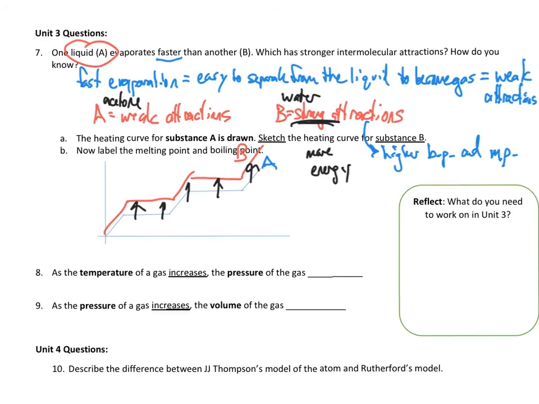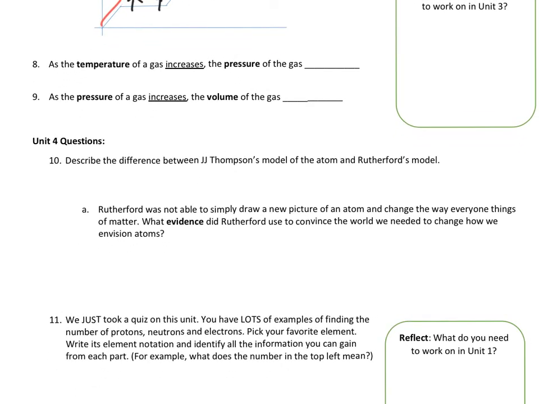Okay, so moving up a little bit more. As the temperature of a gas increases, that means faster, harder collisions. What's happening to my pressure? Well, faster, harder collisions is the definition of an increase in pressure. So if temperature goes up, pressure goes up. And that was Gay-Lussac's law.